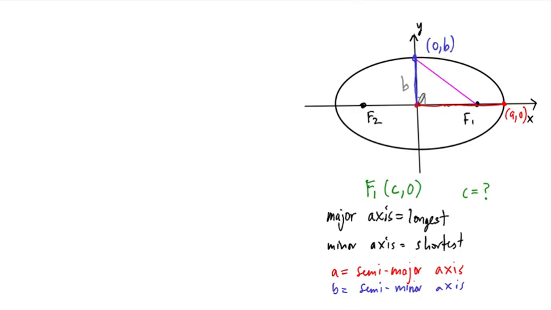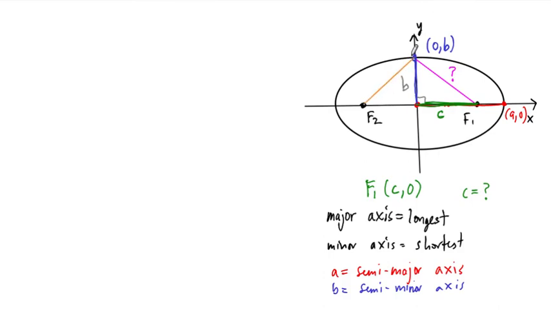The base of this triangle, this is what we've called c. That's what we want to find, the length of the base. And the next question becomes, what is the length of this side here? To answer that question, we can remember the definition of our ellipse.